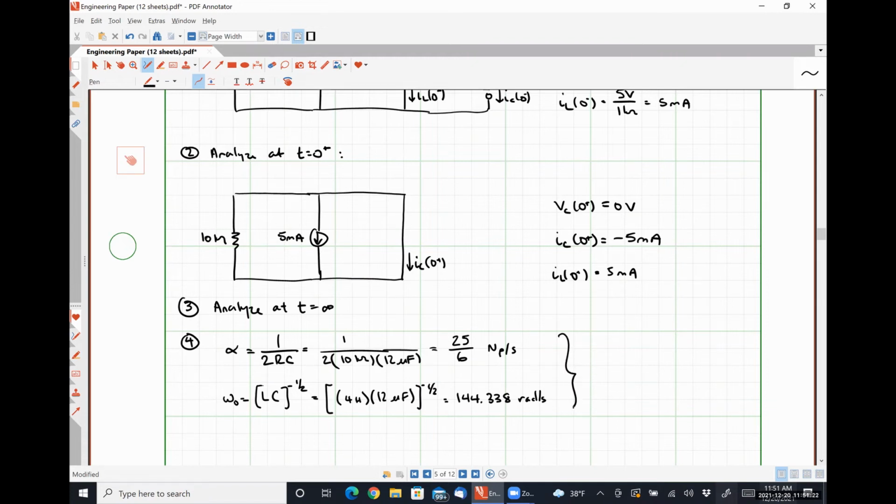So based on these results, Jake, is this circuit critically damped, overdamped, or underdamped? Underdamped, exactly right. Okay, so which quantity do you guys want to solve for first? The capacitor voltage or the inductor current? Inductor current. All right.